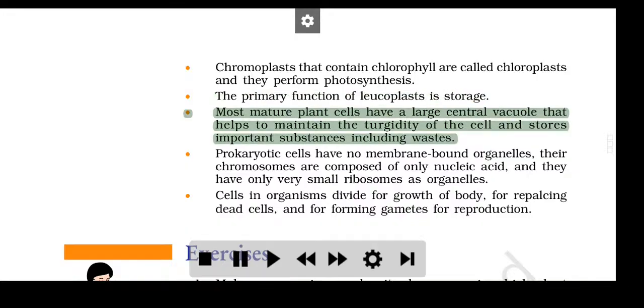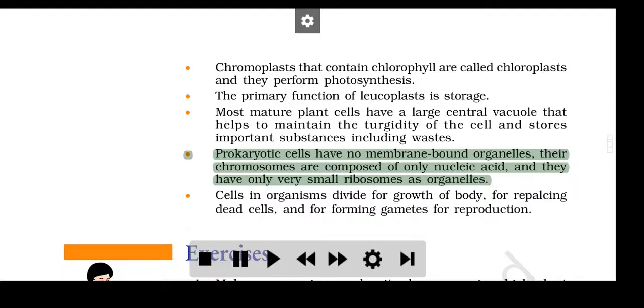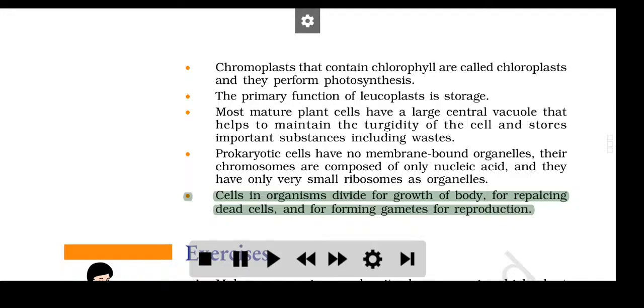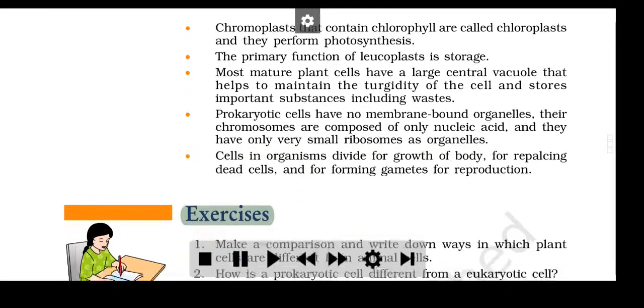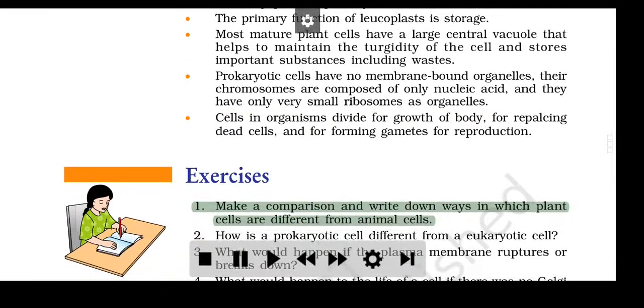Most mature plant cells have a large central vacuole that helps to maintain the turgidity of the cell and stores important substances including wastes. Prokaryotic cells have no membrane-bound organelles. Their chromosomes are composed of only nucleic acid, and they have only very small ribosomes as organelles. Cells in organisms divide for growth of body, for replacing dead cells, and for forming gametes for reproduction. Exercises. 1. Make a comparison.